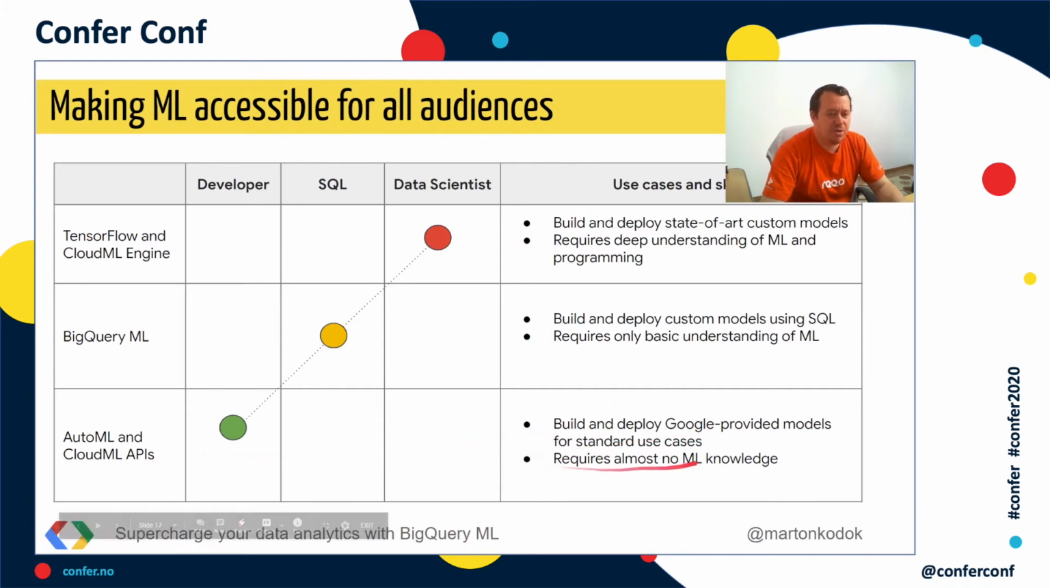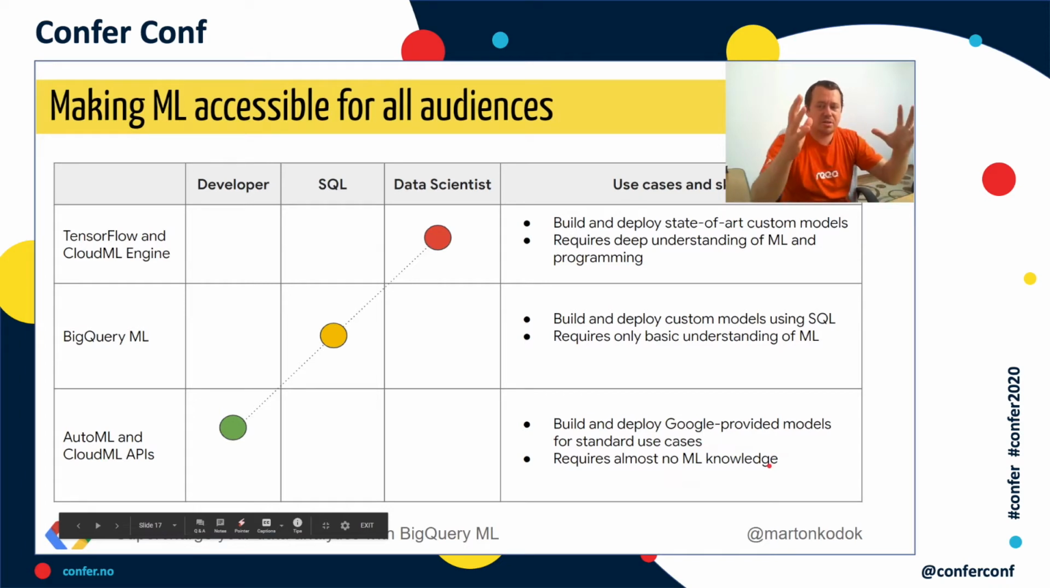So here you can provide Google-provided models. You can upload, let's say, zip files, and you can run on Google-provided models. It requires almost no machine learning knowledge. Those are the two sides: scientist and developer.